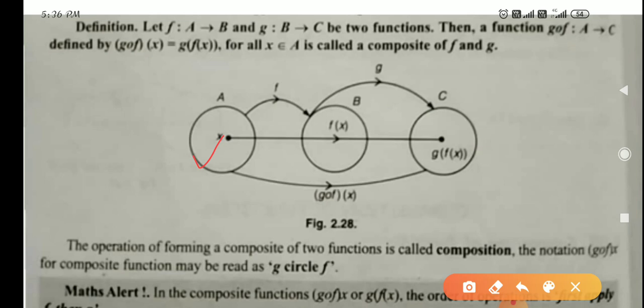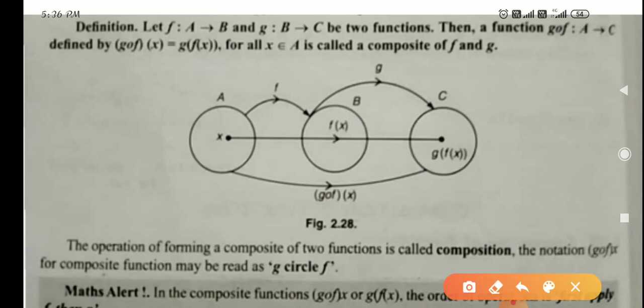Then the product becomes f(x). After that, this f(x) becomes a reactant for the second reaction under g. Under g means the second function is g. Then this reactant gives the product g(f(x)). It is read as g of f(x), or g of x. So like this you can understand.